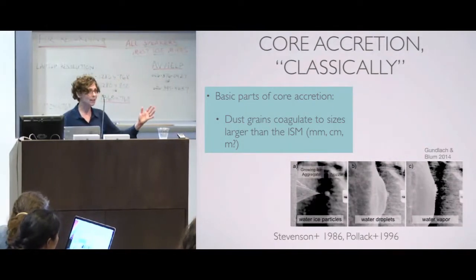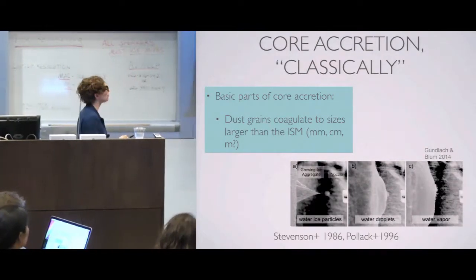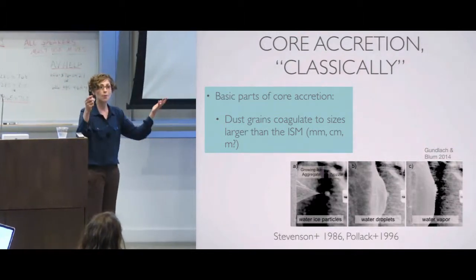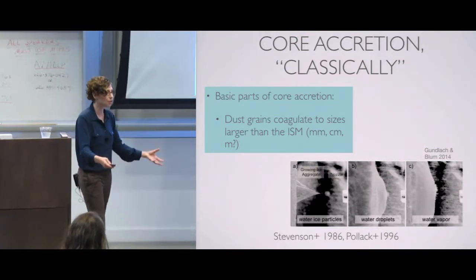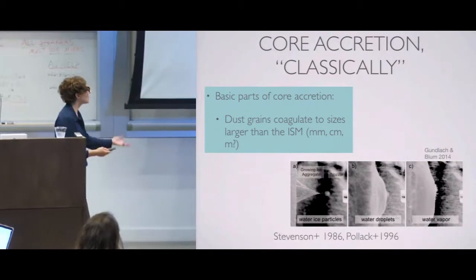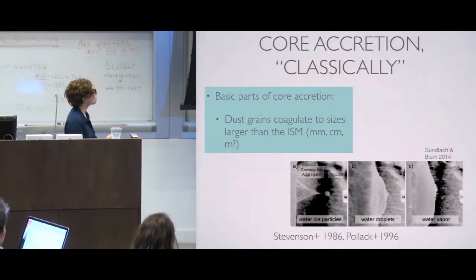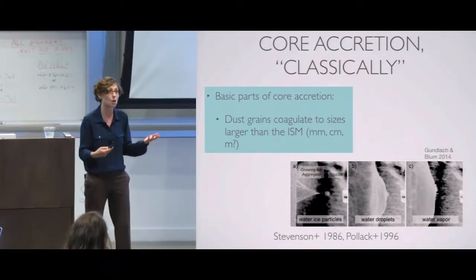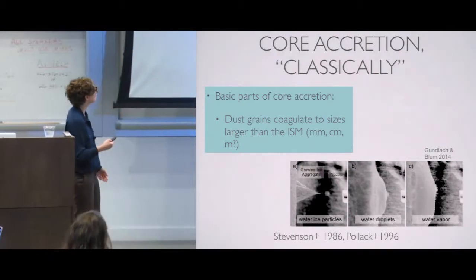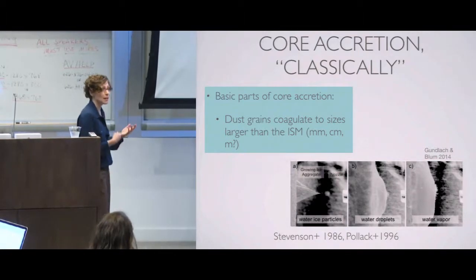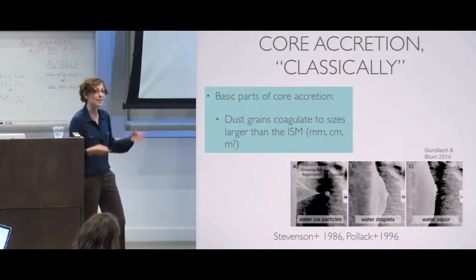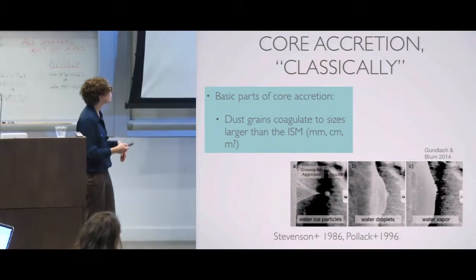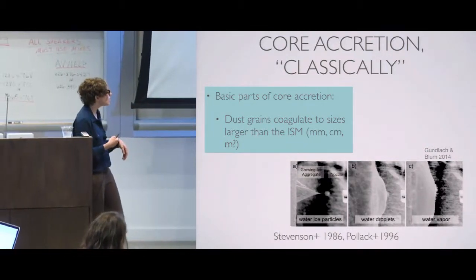Okay, so the classic core accretion model has a few different parts. So it's a so-called bottom-up formation model where we start with little things and we make big things. So in the classic core accretion model, we start with dust grains that protoplanetary disks inherit from the ISM, probably from AGB stars in large part. And they start out primarily at maybe micron sizes, and then they have to coagulate and grow together to become millimeter, centimeter, maybe even meter sizes.